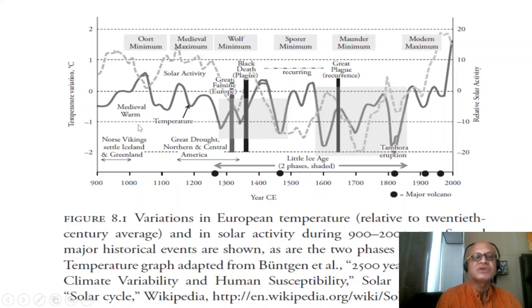So the major events: medieval warming, when the Norse Vikings settled Iceland and Greenland and made it all the way to North America, as far as we know. The Great Drought in Northern and Central America occurred over these periods as the cooling started. Cooling of the earth in general always brings drought in many places, because rainfall requires evaporation, loading of moisture into the atmosphere, and that's what produces rainfall. The Great Famine of Europe, right here, is the major event.